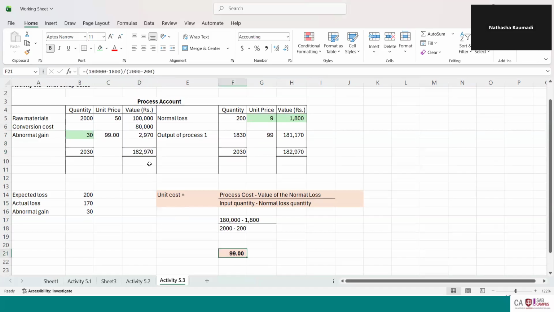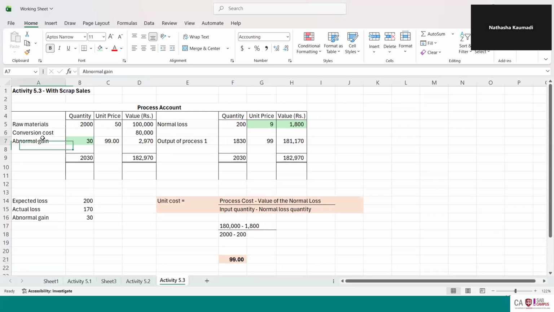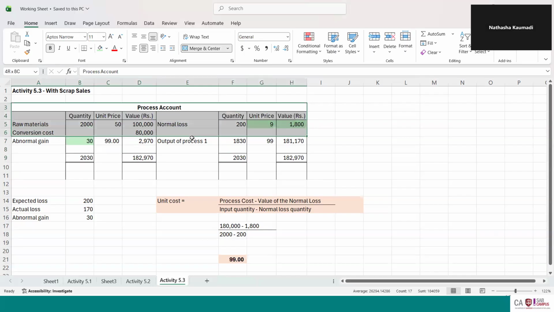This is how you usually deal with abnormal gain. And especially when you have scrap sales, you have the scrap sales and also you have the abnormal gains. So this is how you do it. Simply the process account.